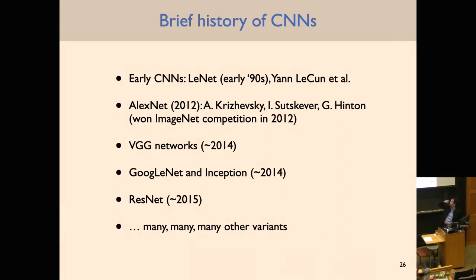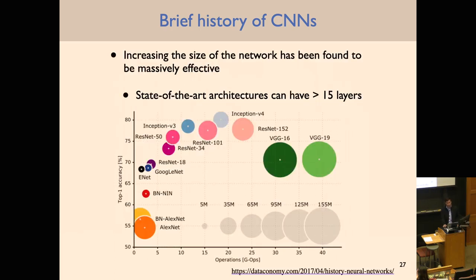So VGG networks were really popular in 2014. There were other architectures, GoogLeNet and Inception, that were popular in 2014. Residual networks, popular in 2015. Those are still around actually, and there's lots and lots of variants. I'll say a bit more about how to choose the architecture, but go ahead.